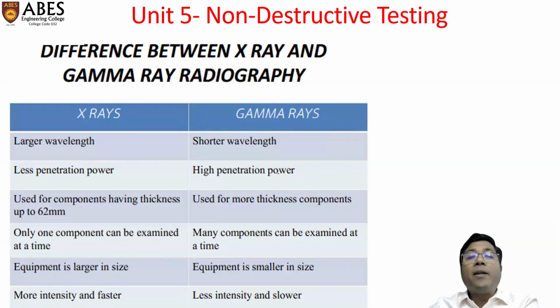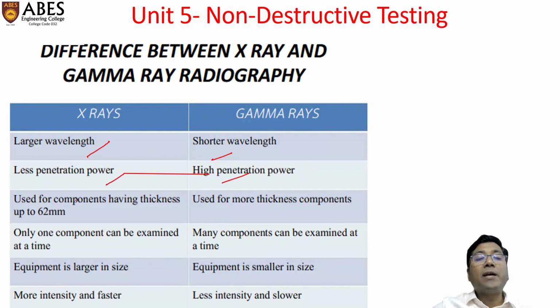Difference between X-ray and gamma ray radiography. What is the difference between these two? X-rays have larger wavelengths, while gamma rays have shorter wavelengths. X-rays have less penetrating power. Gamma rays have high penetrating power. X-rays are used for components having thickness up to 62 mm only because penetration power is less, and gamma rays are used for more thickness due to high penetrating power. In X-ray only one component can be examined at a time, whereas in gamma rays, many components can be examined at a time by stacking them.